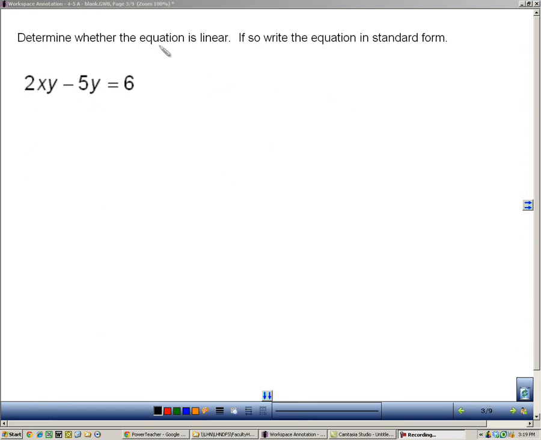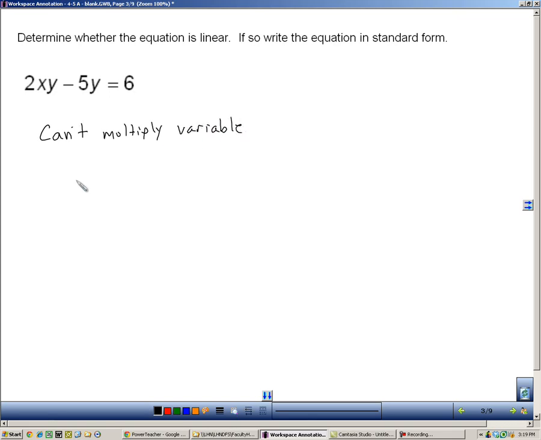Here's another equation. We're asked if it's linear and to write it in standard form. Well, I see an x and a y, which is a good thing, but there's a problem. See this x times a y? You can't multiply variables. If you want a linear equation, you can't multiply variables, because a linear equation looks like this, or at least has a standard form that looks like this. You can't multiply the x and the y. So there's really no way that I can separate this x from this y. If you see any variables being multiplied, or being divided for that matter, you can immediately say that it's not a linear equation.